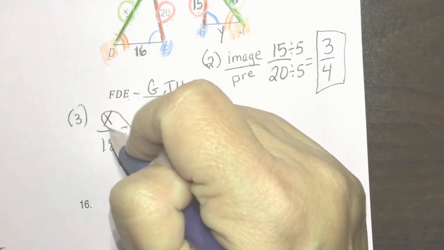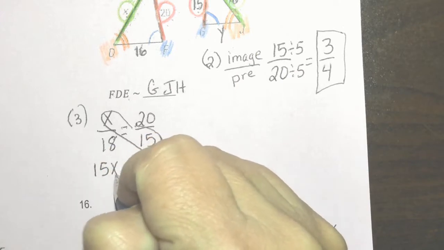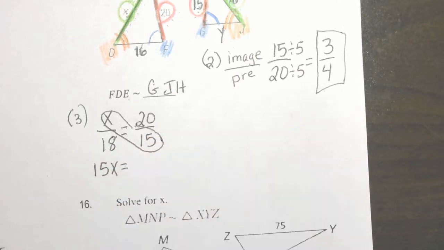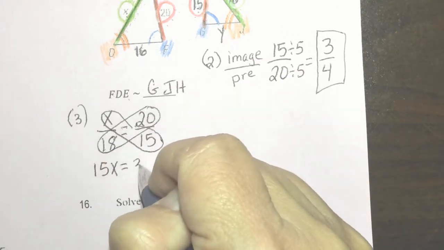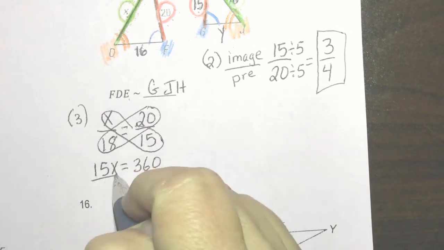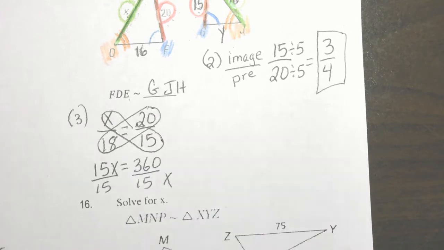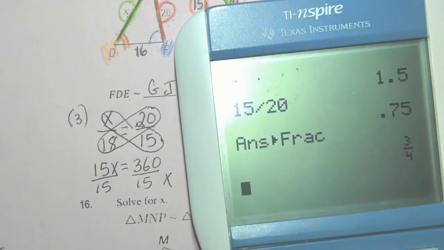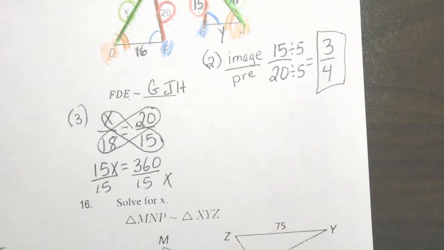So if I do my cross product, I would multiply 15 times x is 15x. And then I would multiply 18 times 20, which would be 360. And then I would come in here and divide both sides by 15. I would need to use a calculator for that. 360 divided by 15. And x would be equal to 24.